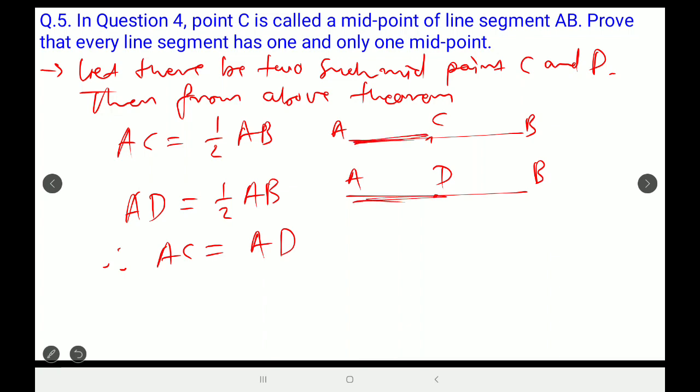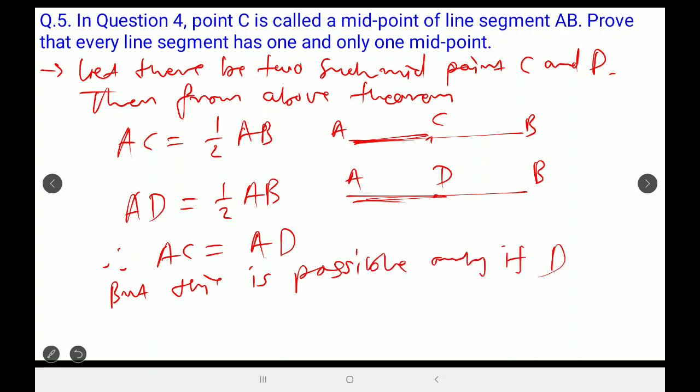Clear? AC equal to AD. That means that both the points C and D coincide with each other. But this is possible only if D coincides with C. Therefore, C is a unique midpoint, hence proved. So we can write one sentence over here. But this is possible only if point D coincides with C. C is a unique midpoint.